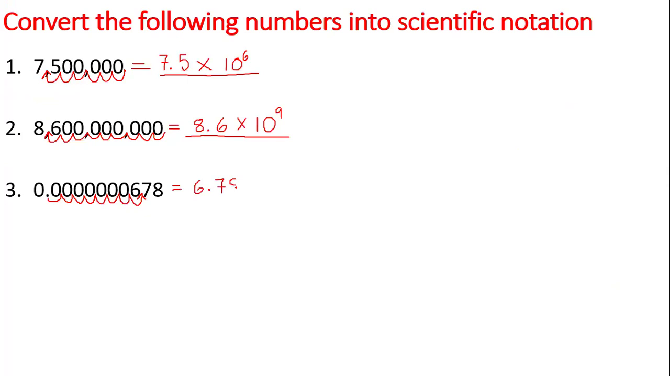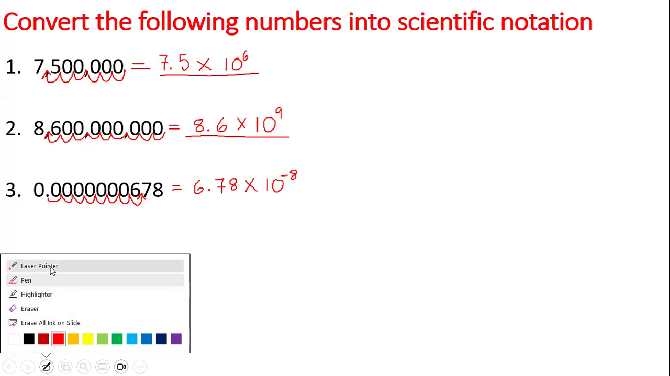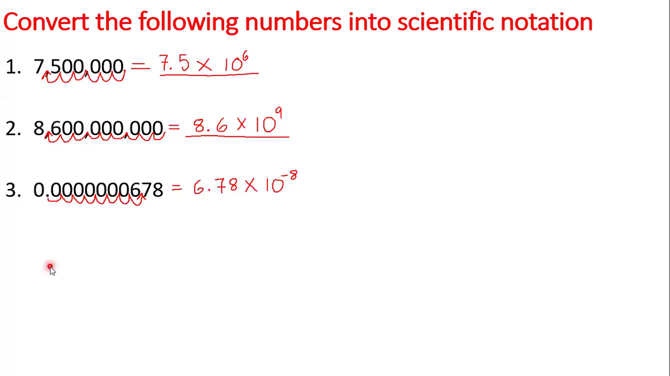6.78, right? Multiplied by what? 10. 10 to the power of what? Not 10 to the power of 8, and not zero. Negative something. Not -7. -8. What about 0.8? No, it's -8. What about negative 0.8? No, -8. -0.8 is not in scientific notation.